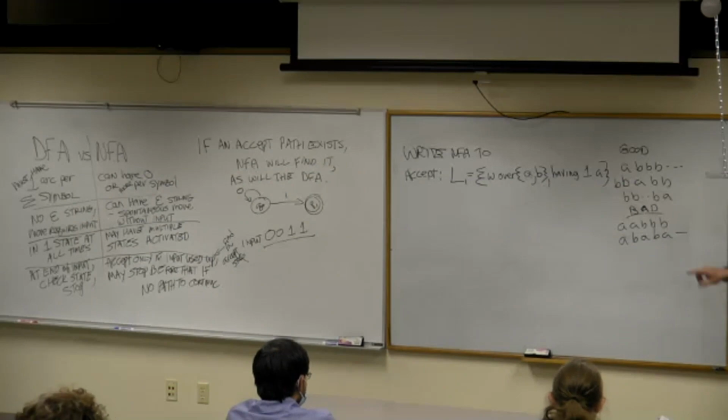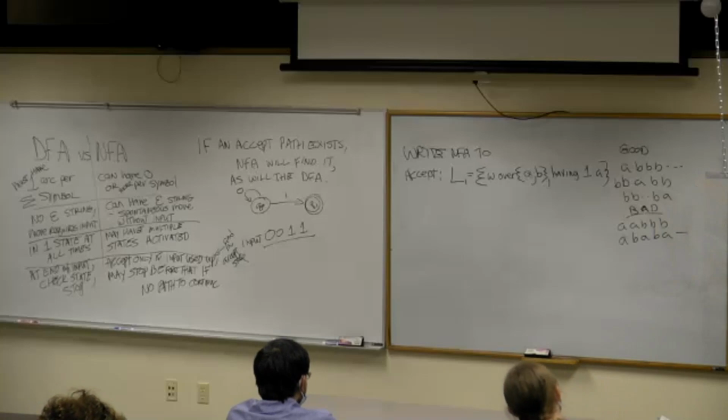Question in the back corner? So even if it is currently in an accept state, if it doesn't have a path to go, and there's still input left, then it will fail. Yes, even if it is at the time in an accept state. Yes, exactly. And we'll look at an example here with this little guy.